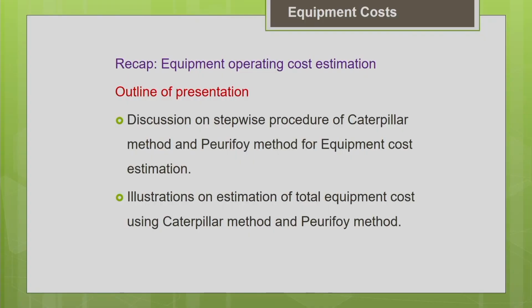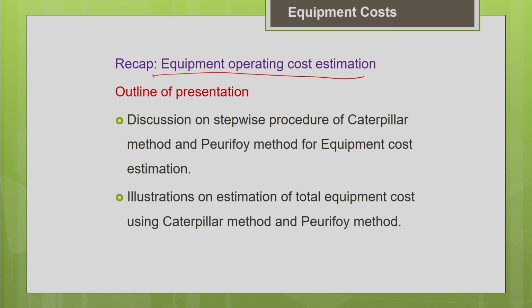Let us have a recap of what we learnt in the previous lecture. In lecture 4, we discussed the different operating cost components, and we looked into how to estimate the various operating cost components of the equipment. Now let us see the outline of today's presentation.